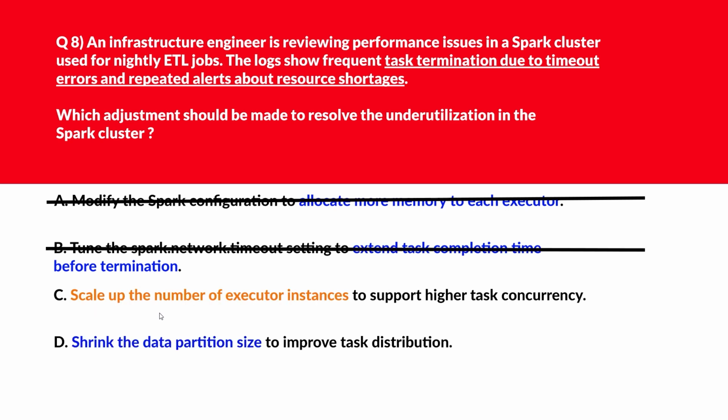C says scale up the number of executor instances to support higher task concurrency. Increasing executor instances enables more tasks to run in parallel, improving cluster utilization. Let's keep it. Option D says shrink the data partition size to improve task distribution. Smaller partitions help scheduling but don't address resource underuse. We'll delete this. We'll lock option C as the right answer.